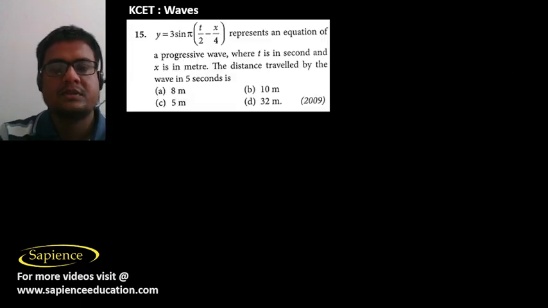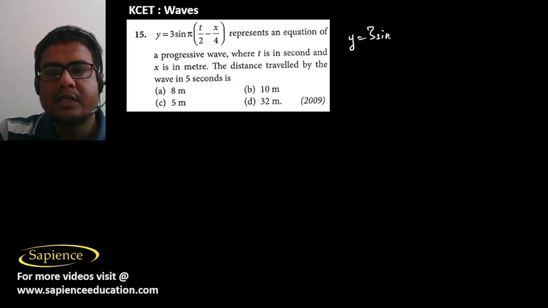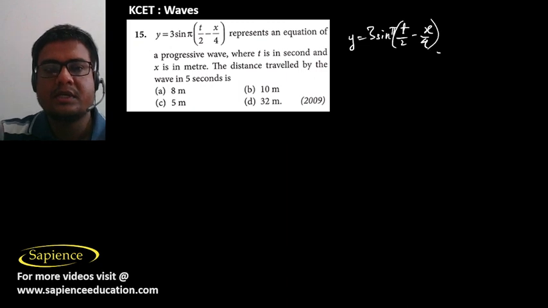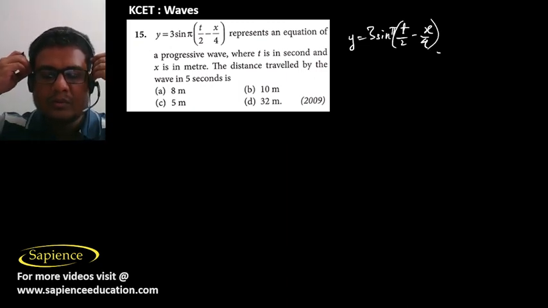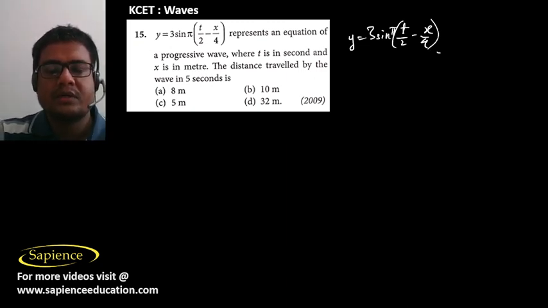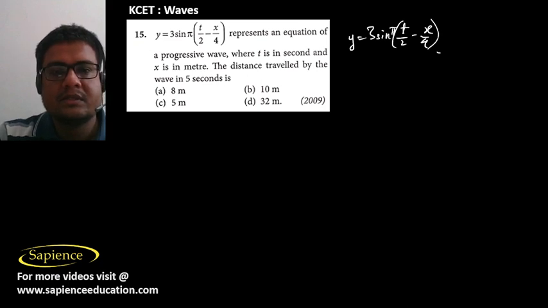Now here it is told that y equal to 3 sine (pi t by 2 minus x by 4) represents an equation of a progressive wave, where t is in seconds and x is in meters. Then the distance traveled by the wave in 5 seconds is? What is the distance traveled by the wave in 5 seconds?